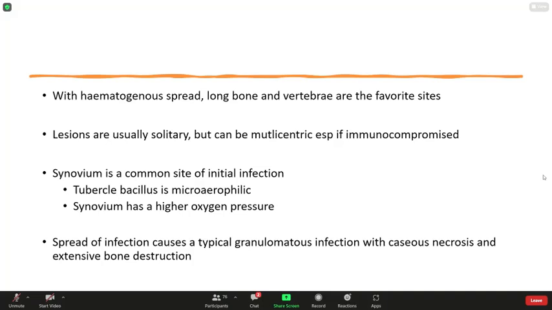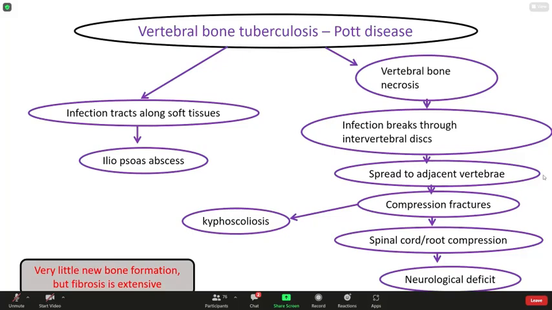I don't want to describe the granuloma and the caseous necrosis. Those have been done earlier. You know those very well. And because of this granulomatous infection and the caseous necrosis, bone will undergo extensive destruction.